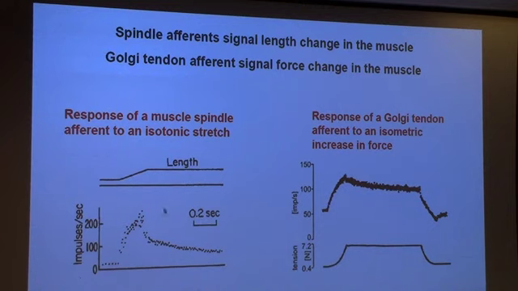As you can see here, if I have a length change of the muscle, the muscle spindle response will have a peak when you change the length of the muscle, but it will gradually go down when the length of the muscle doesn't change anymore. The Golgi tendon, on the other hand, is sensitive to the force. If you have a force change in your muscle, you will see a change in the response of the Golgi tendon.